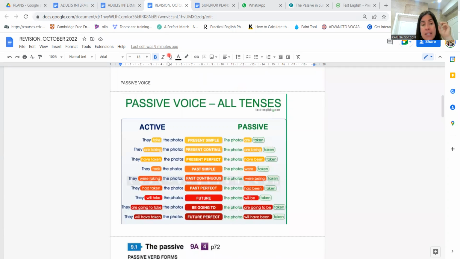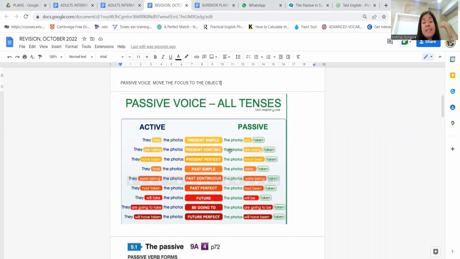Remember, I said many times that we use passive voice when we want to move the focus. Yes, that is passive voice. We want to move the focus to the object, yes, of my sentence. Here we have the active voice, that is the one that we use almost all the time, es la que usamos todo el tiempo y la que veníamos aprendiendo siempre, where the subject is the most important thing.